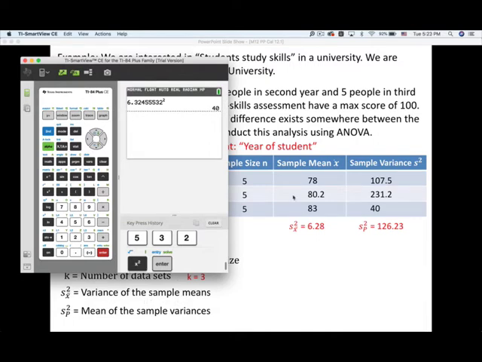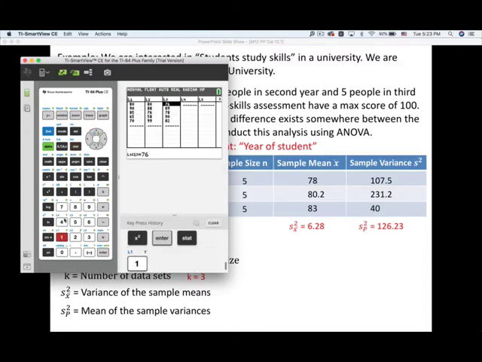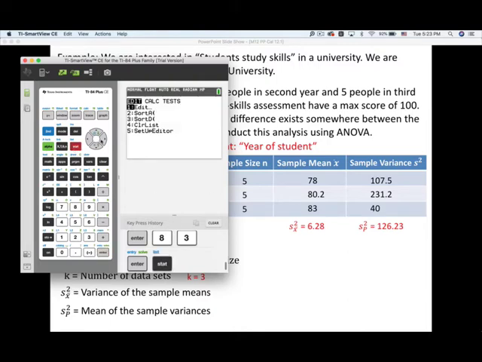After I find the sample mean and sample variance, we want to find the variance of the sample means. Variance of the sample means, it means that I need to input these into my L4. So I'm going to click on stat, go to number 1, edit, and now I'm going to choose number 4 here. So I'm going to do 78. Okay, L4 will be my sample means. Go to stat, calc, number 1, and second 4 for L4. Okay, variance of these 3 data.